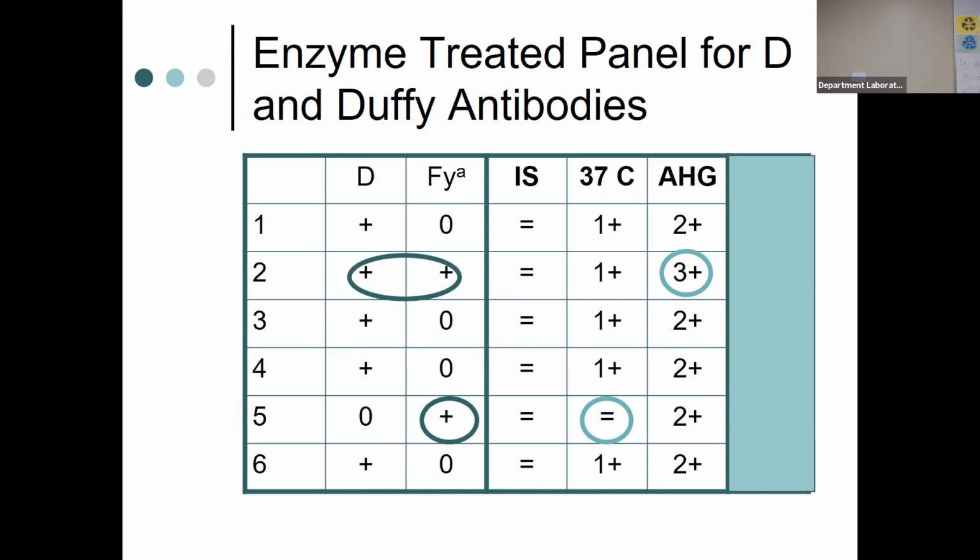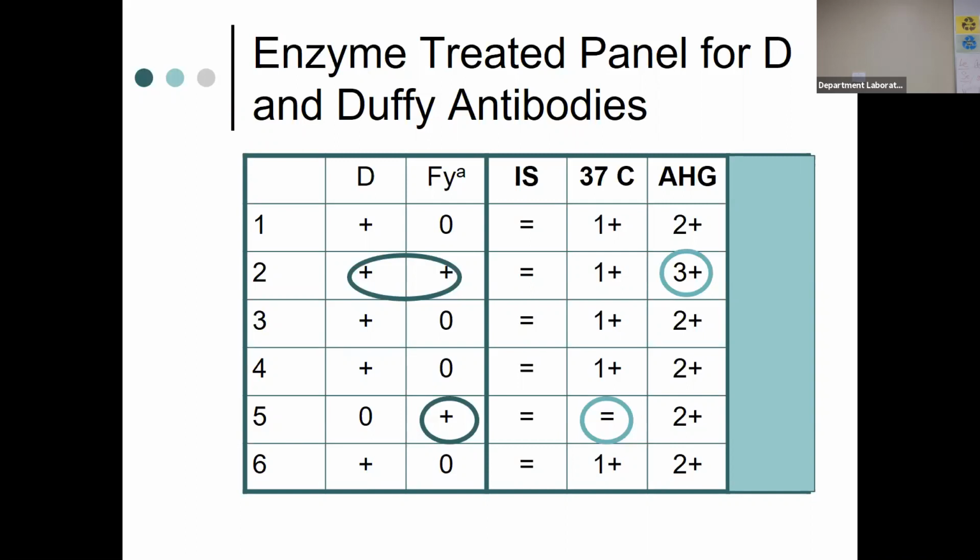So can you do any rule out? Can you rule out anything? You have no, and remember, we can only rule out when we have completely negative reactions, right? So even though this cell is negative at initial scan at 37, it pops up positive at AHG, right? So we can't really perform our crossing off procedure using any of these cells, all right?